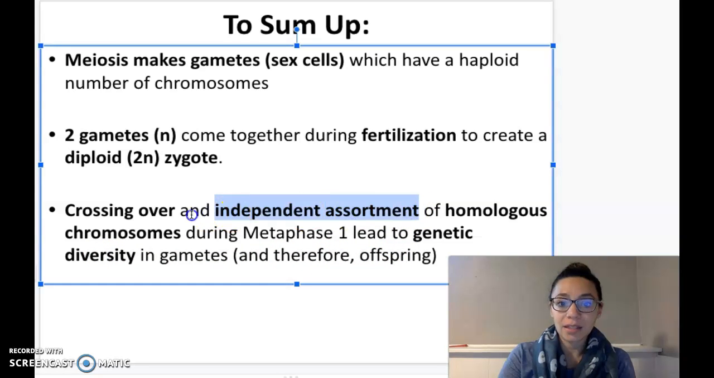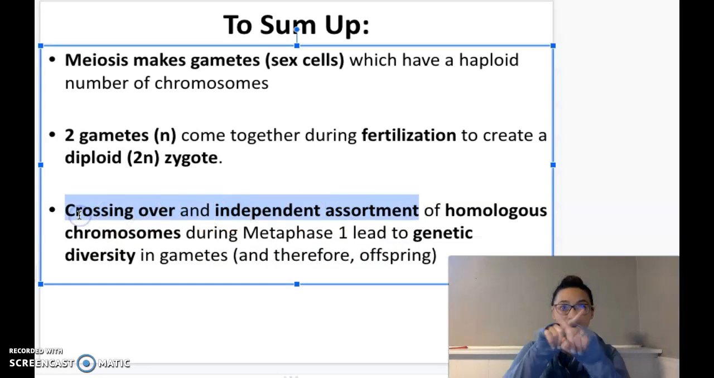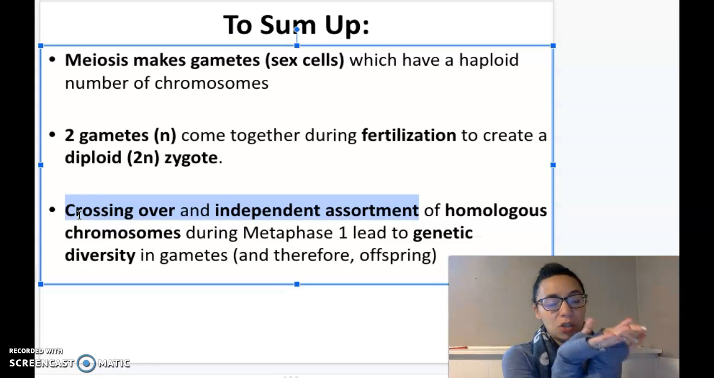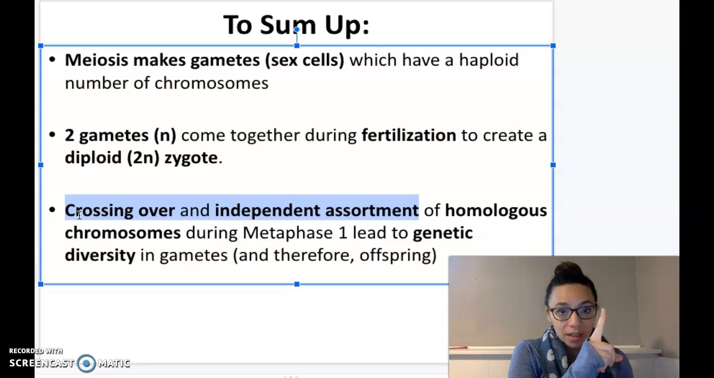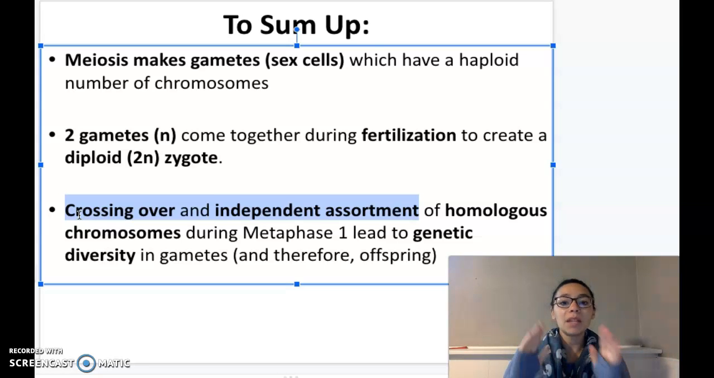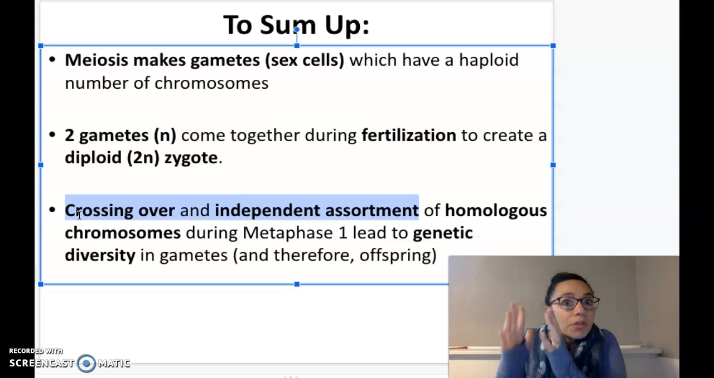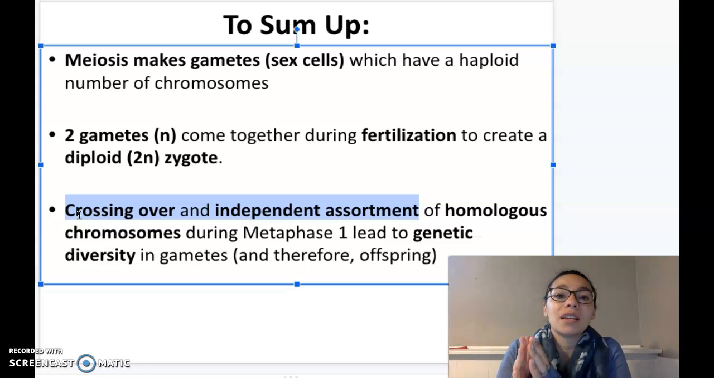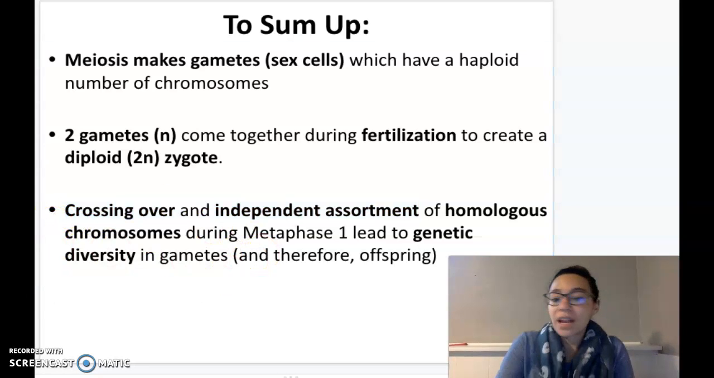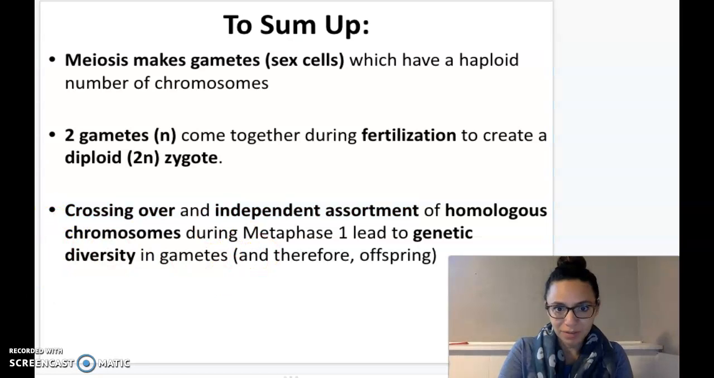So again, these 2 really important processes: crossing over, where the homologous chromosomes hugged each other super tight and switched some genes. That's one thing that leads to genetic diversity. And the independent assortment, the way that the homologous chromosomes line up in metaphase 1. It doesn't matter what side they're on, they switch every time. So that also leads to genetic diversity in the offspring. So this causes every single sperm, every single egg to be different.